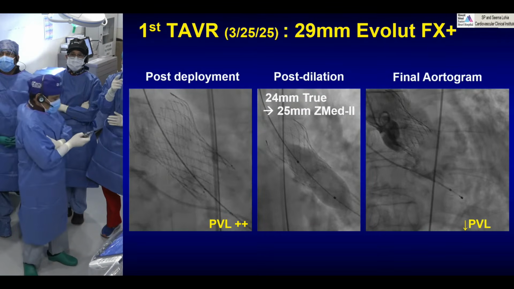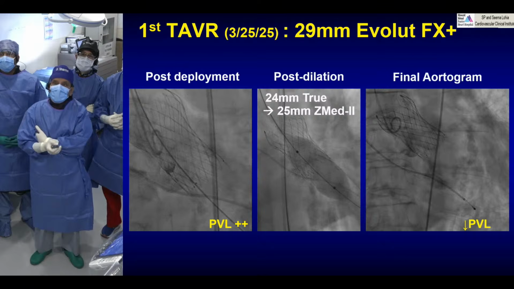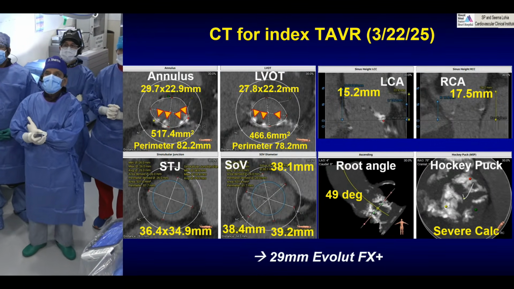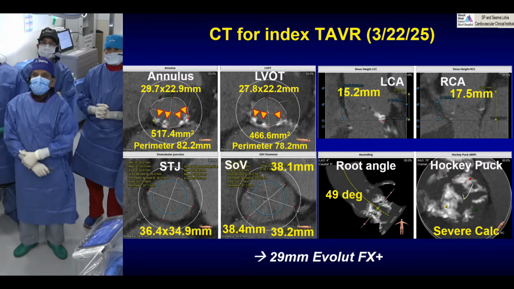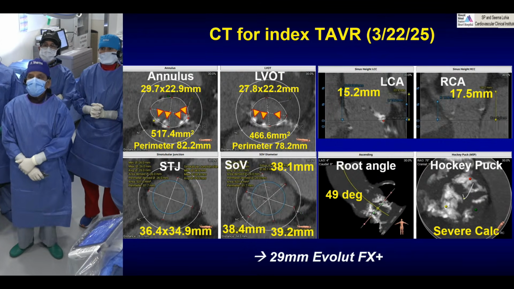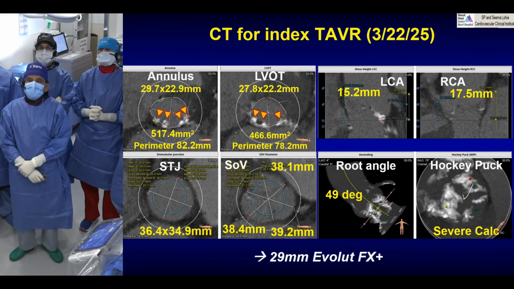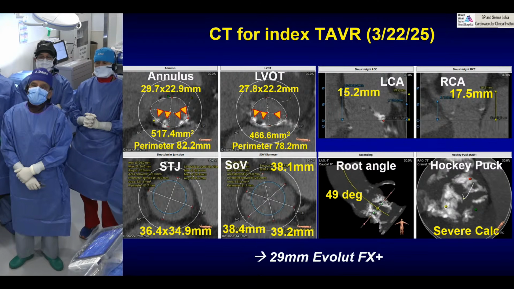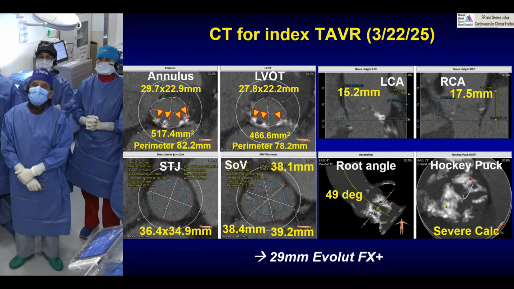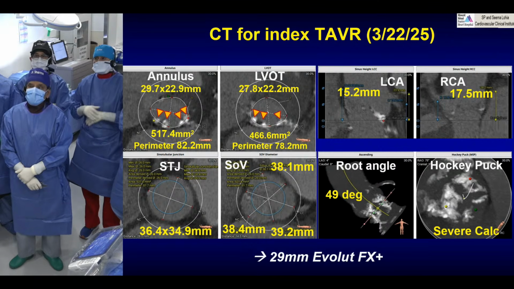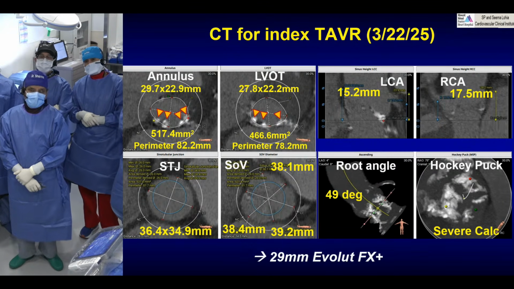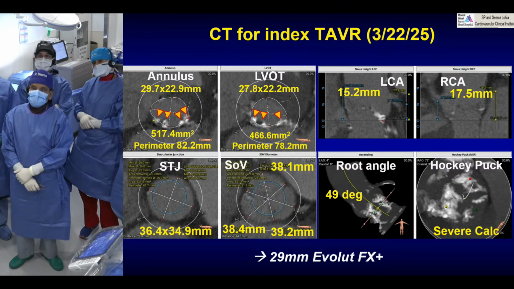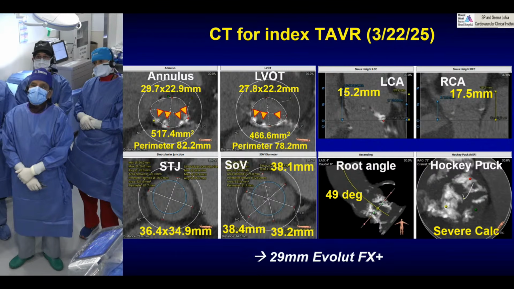Go back to the CT for a moment. You can see that this patient also has severe MAC on top of that, and the MAC extends to the annular and LVOT calcium that you can see in the orange triangle. So the valve is appropriately sized for the 29 Evolut. You can see the smaller LVOT. You could argue that you could put a 26 SAPIEN there too, but obviously the rupture risk would be very high, especially with this kind of severe annular and LVOT calcification.